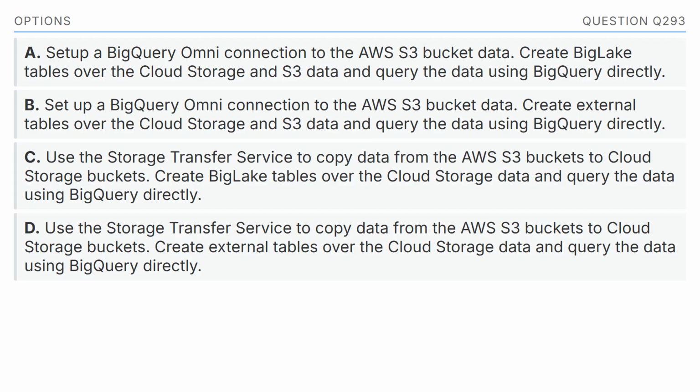Option C, use the Storage Transfer Service to copy data from the AWS S3 buckets to Cloud Storage buckets. Create BigLake tables over the Cloud Storage data and query the data using BigQuery directly. Option D, use the Storage Transfer Service to copy data from the AWS S3 buckets to Cloud Storage buckets. Create external tables over the Cloud Storage data and query the data using BigQuery directly.